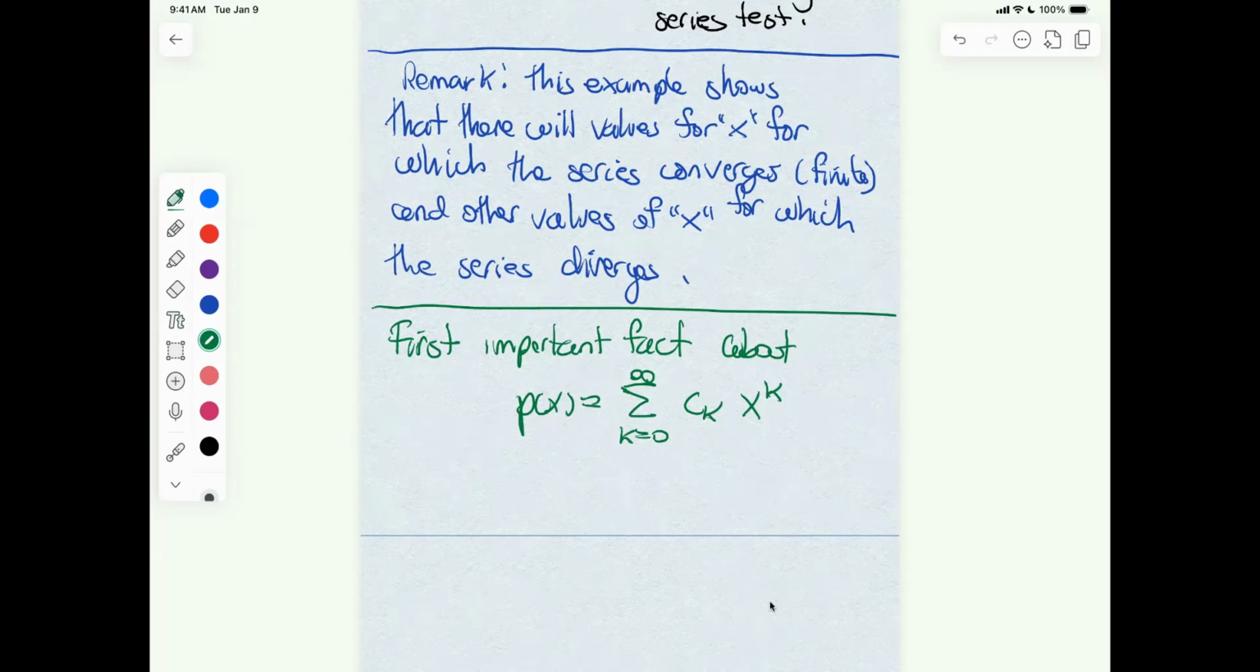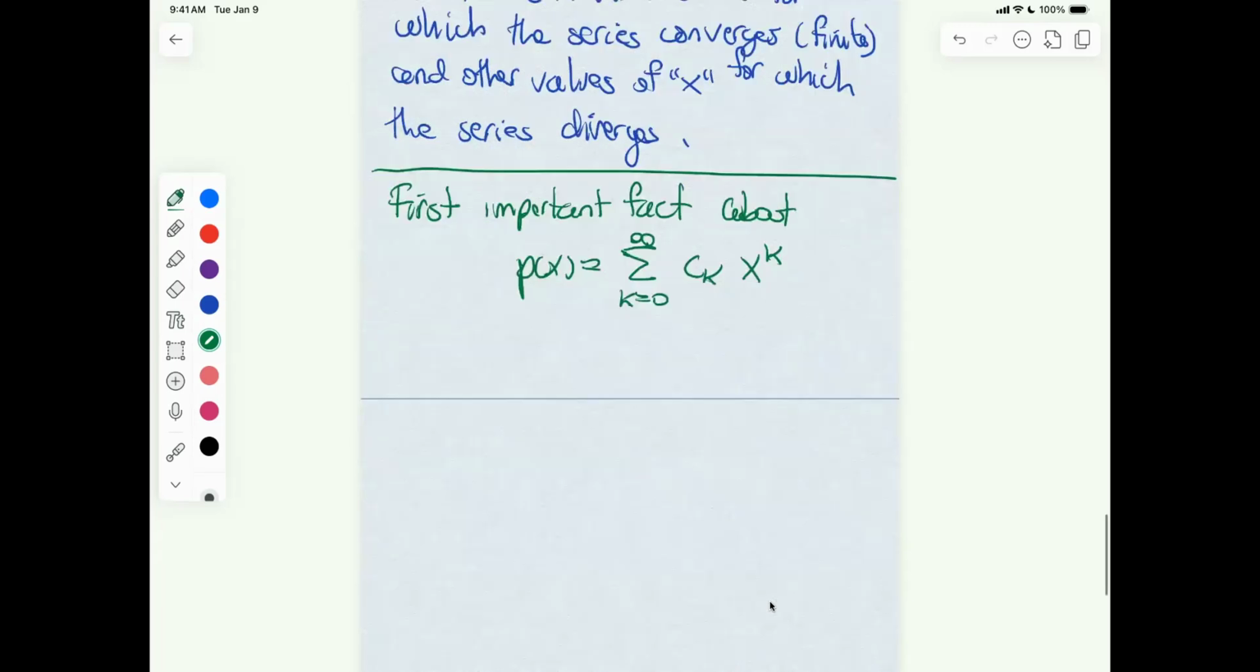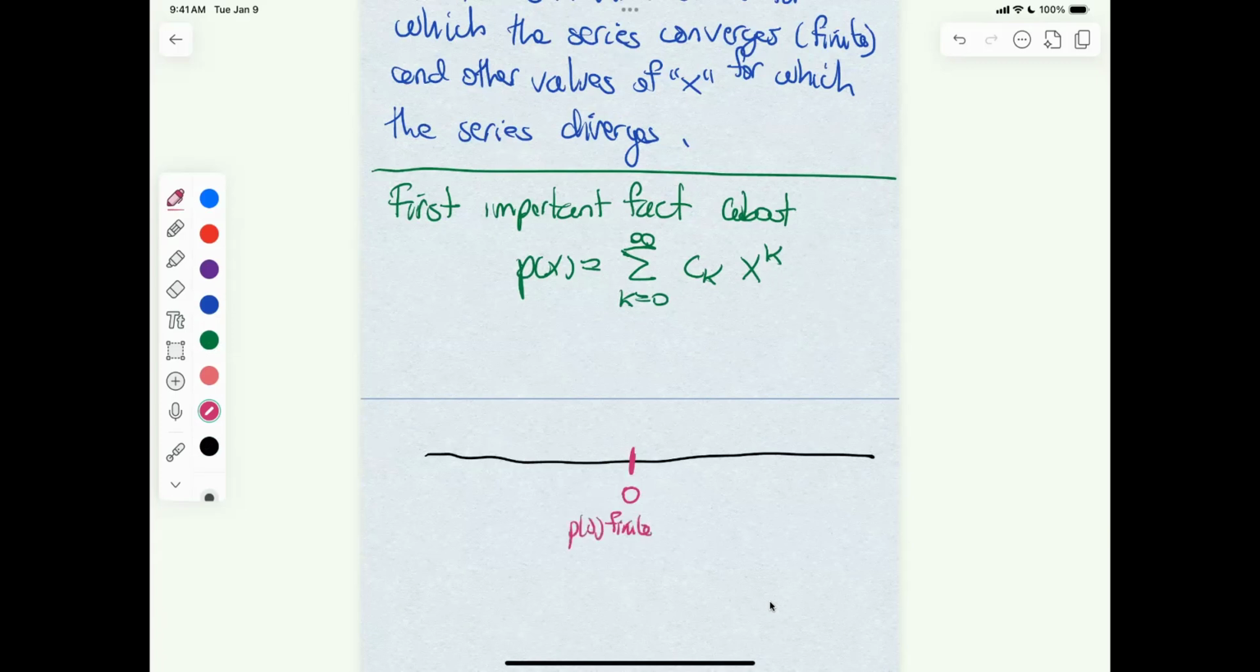is that it will always be finite at zero, which is plausible enough, right? Because if you plug in x equals zero, we already discussed what happens. So the first thing is that at zero, and I'll draw it on the number line, x equals zero is good. Here this expression makes sense. What I mean is that P of zero is finite, or convergent.